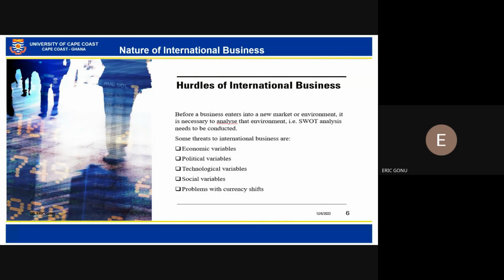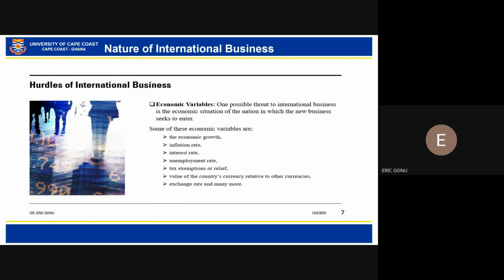So before a business enters into a new market or environment, it's necessary to analyze that environment, what we call the SWOT analysis. And SWOT is determined by strength, weakness, opportunity, and threat. And you did this one when you were doing international principles of marketing. So you learned how to do your SWOT analysis. So look at the economic environment, political, technology, social, and problems with currency shifts. All these things are outside the control of the organization, and they serve as threats or opportunities. And also discuss the internal ones.